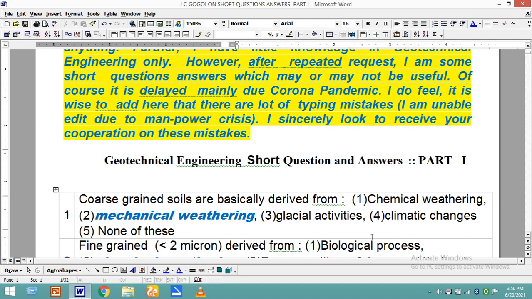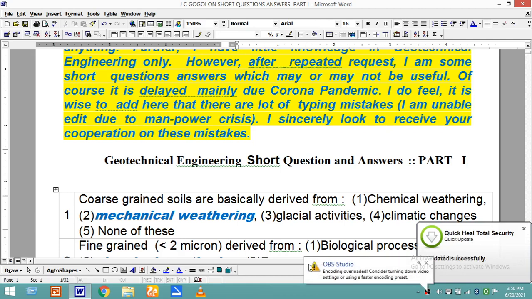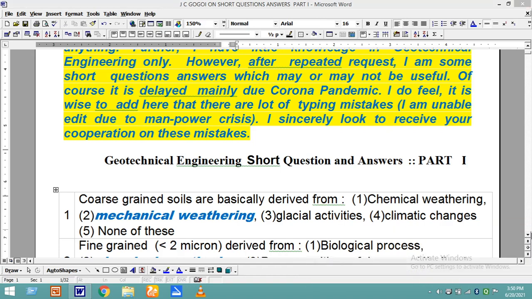Question 1. Coarse grain sands are basically derived from chemical weathering, mechanical weathering, glacial activities, climate changes, or none of these. We know that soil is basically derived from the weathering of parent rock mass. So coarse grain soils are derived from mechanical weathering.